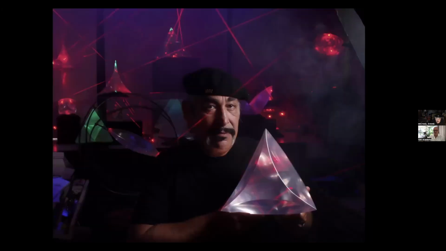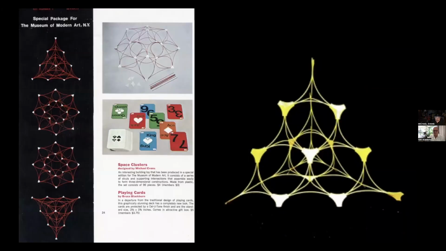And the reason why it's so controversial is because here's space clusters. Yes. Back in 1972, I went to all the museums in the United States. This is the Museum of Modern Art in New York. They bought 10,000 kits from me and put it in their catalog. Fantastic. This is 1972. And you're calling this the geometry of light. This is basically your conclusion. This is the geometry of light.